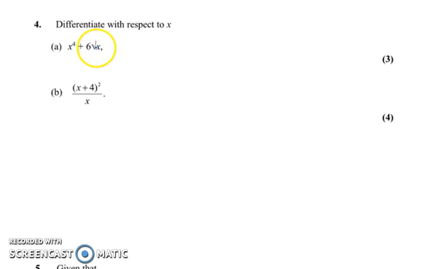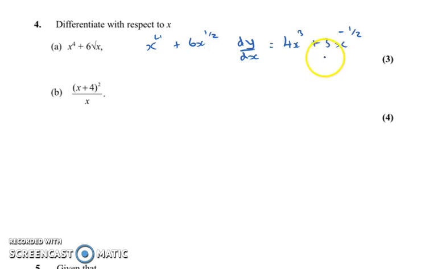Okay, moving on to question 4. This square root symbol, if we're going to write that using indices, this is just x to the power of 4 add 6x to the half. So when we differentiate it, we get 4x cubed. A half times 6 is 3. A half take away 1 is minus a half.